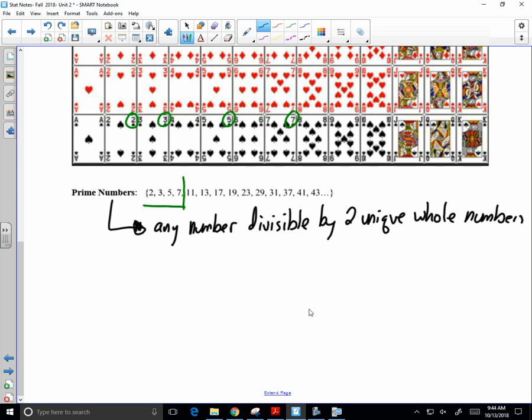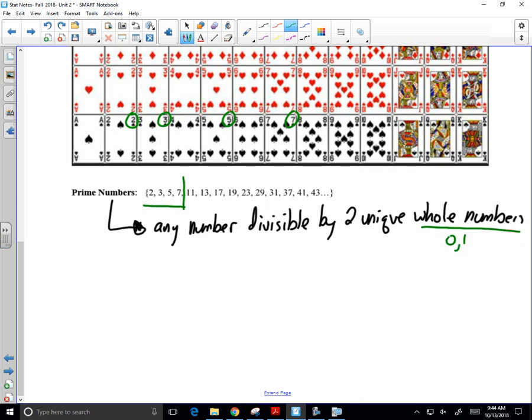Like, if I were to say any number that's divisible only by one and itself, then I have to answer your question of, well, what about one? And I say, okay, well, any number bigger than one. So now I've got to add to that definition. Okay, well, what about negatives? Okay, they have to be non-negative, right? So now I'm consistently adding to that definition to make it work. This one works. It has to be divisible by two unique whole numbers.